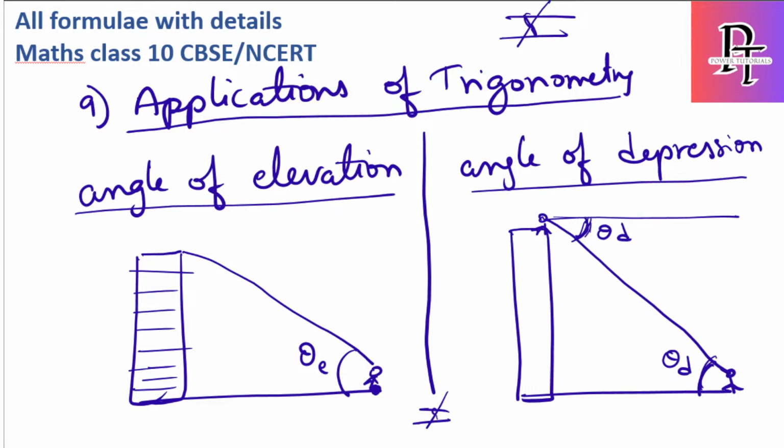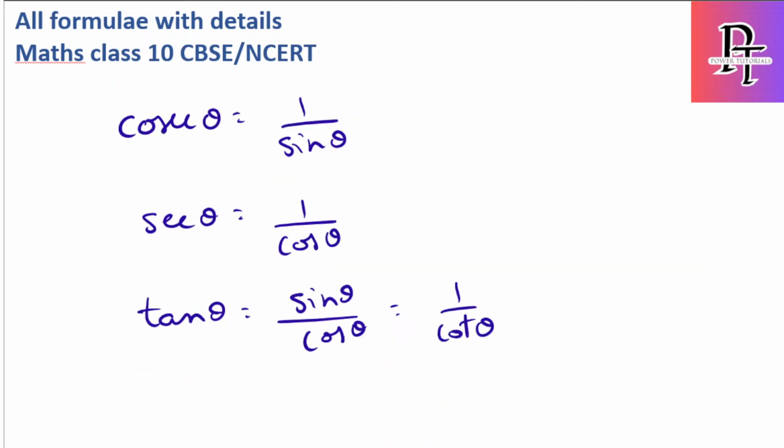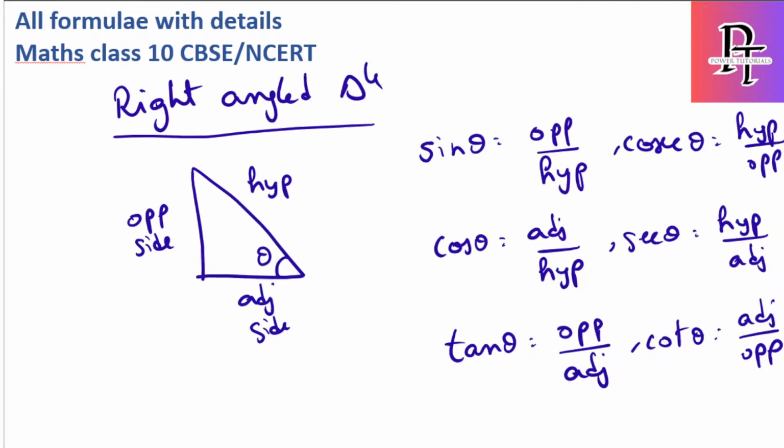Hari, chapter 8 is already done, that is introduction to trigonometry, so just revise it. This is the main part of introduction to trigonometry, that is, all 6 ratio formulas you have to remember. Then we have cosecant in the form of sine, secant in the form of cos, tan in the form of sine by cos, and that can also be written as 1 by cot. Then using a right angle triangle, you can also write all the 6 ratios with respect to sides, like sine is opposite by hypotenuse, cos is adjacent by hypotenuse, tan is opposite by adjacent, and the others are just the reciprocals of sine, cos, and tan.